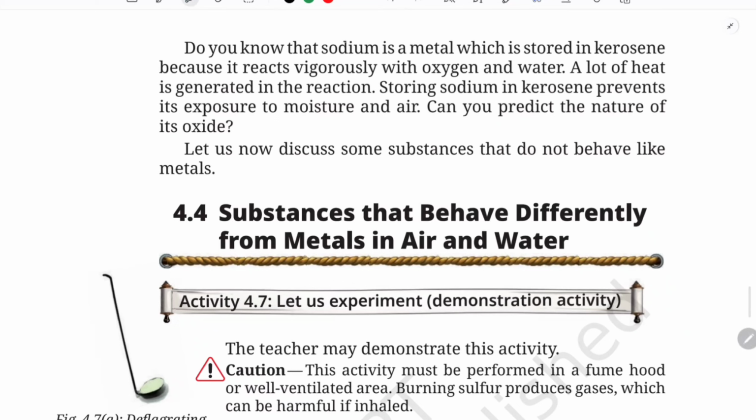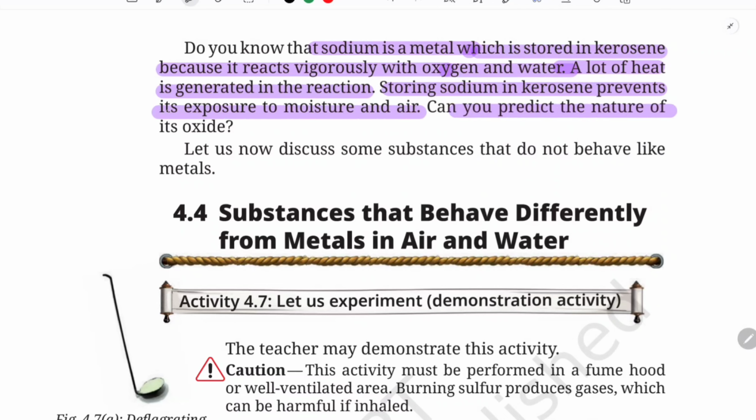So again, another piece of information has been given here. Do you know sodium is a metal? We know that sodium is a metal, isn't it? Which is stored in kerosene. Why is it stored in kerosene? Because it reacts vigorously with oxygen and water, and a lot of heat is generated in the reaction. So if sodium is stored in open air, then what will happen? There will be a reaction which produces a lot of heat. So that is why storing sodium in kerosene prevents its exposure to moisture and air.